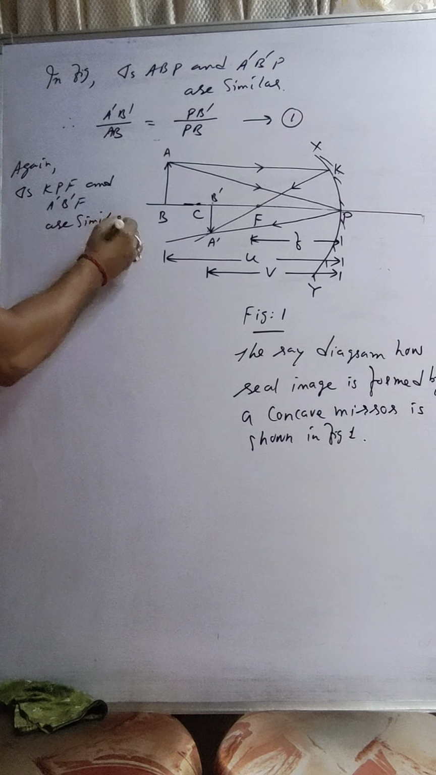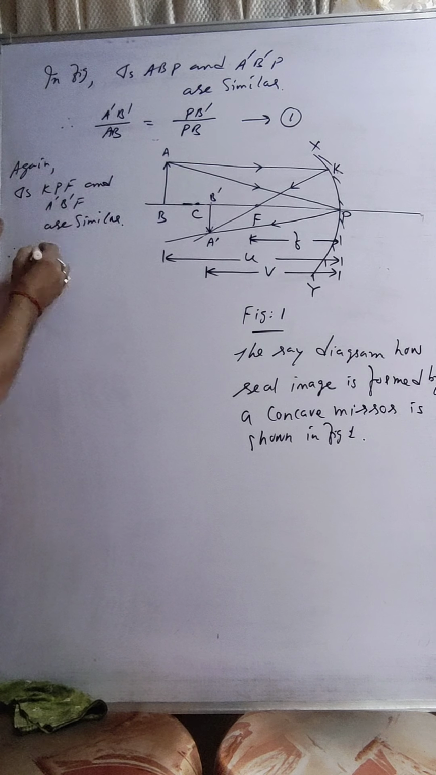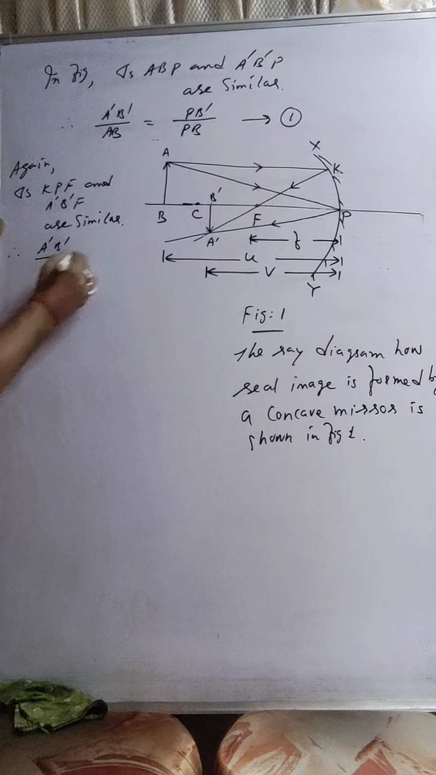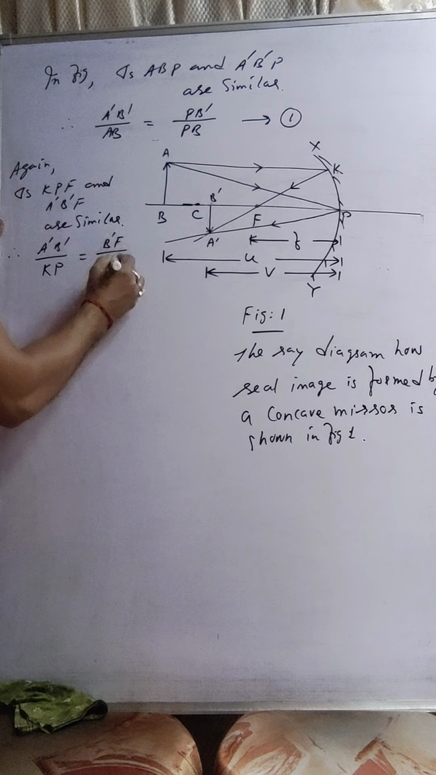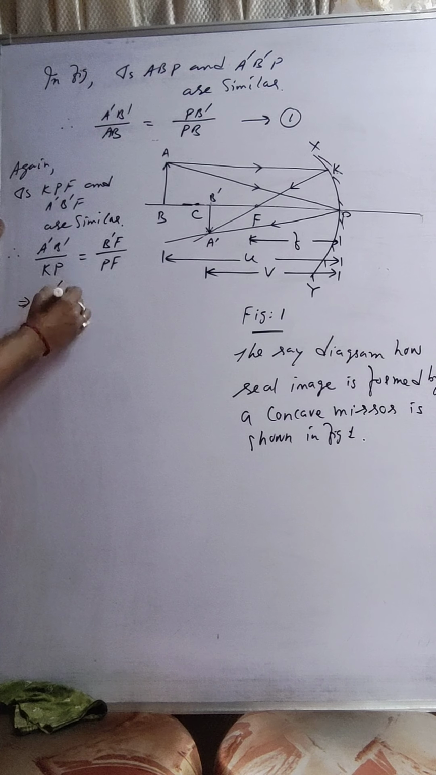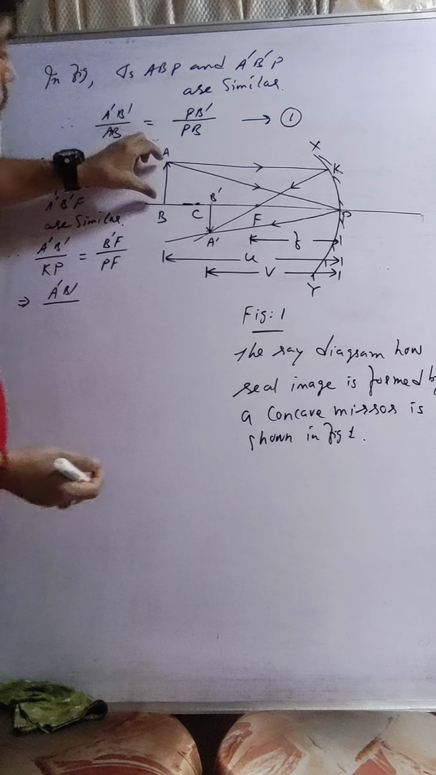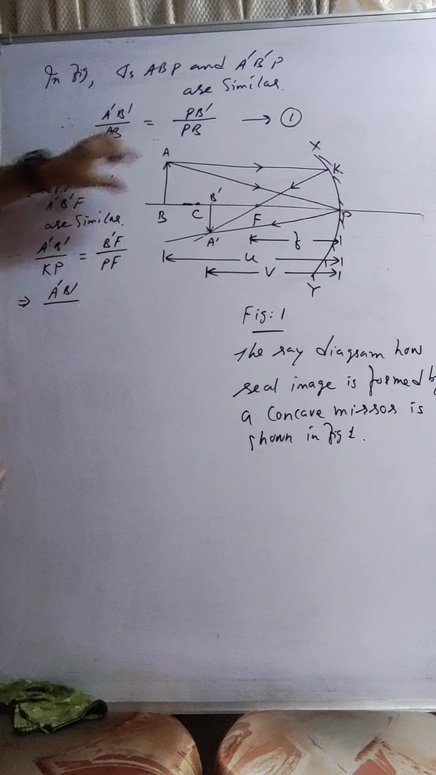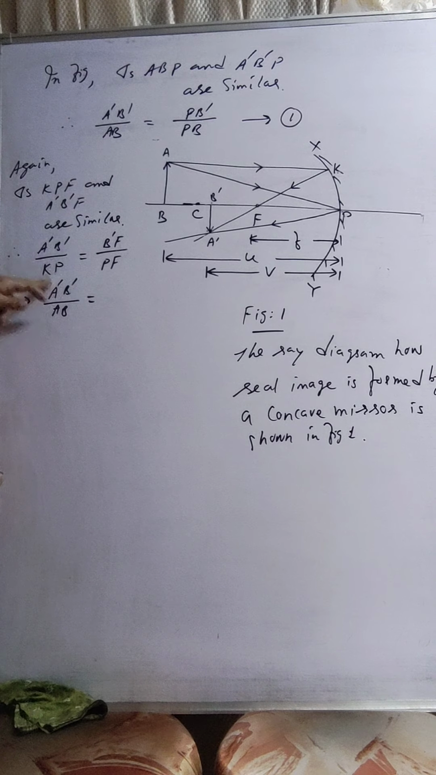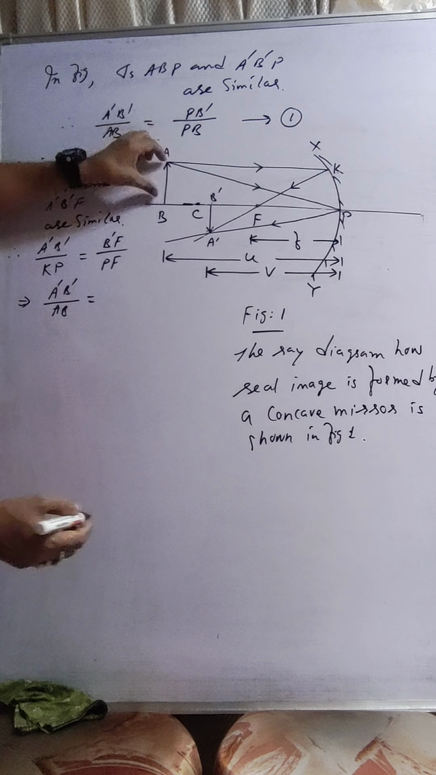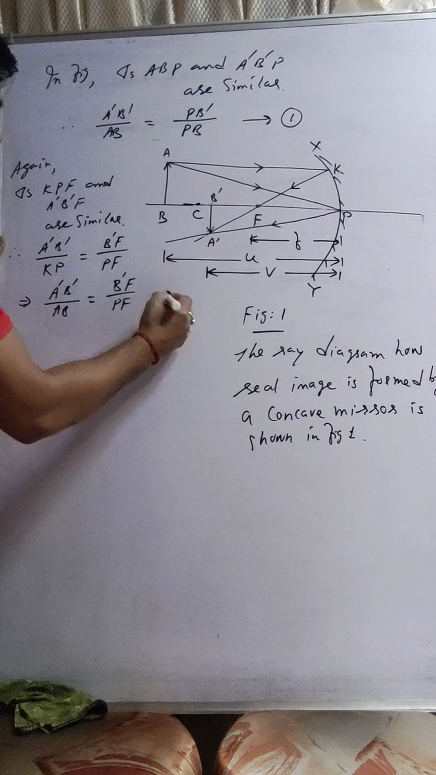Is it? So use the same principle. Vertical side by vertical side, that means A dash B dash by KP equal to what? B dash F by PF. But in the figure, because this ray is parallel to the principal axis, the height of KP is equal to the height of AB. So in place of KP, you can write AB, right? So A dash B dash divided by AB equal to B dash F divided by PF. Let it be equation number 2.